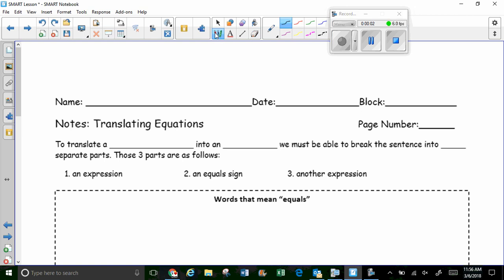Today you will be solving and translating equations. To translate a sentence into an equation, we must be able to break the sentence into three parts. Those three parts are as follows. So you'll have an expression, you'll have an equal sign, and then you'll have another expression.